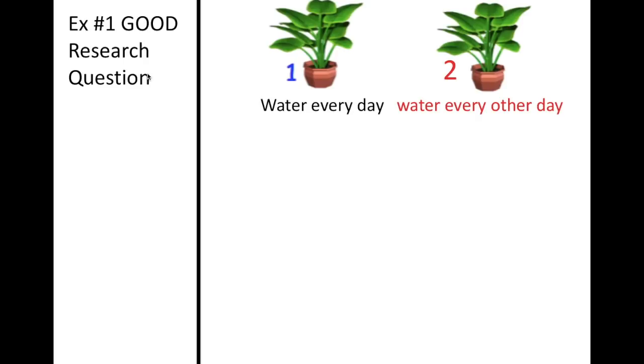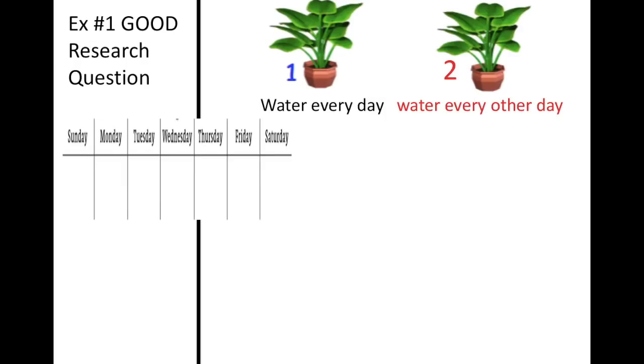And this example is going to be of a specific experiment, and we are going to be creating a good research question from this. So here we have two plants. Plant number 1, which we are going to water every day, and plant number 2, we will water every other day. Now, what that looks like, and you don't have to draw this unless you wish to, is that plant number 1 will get water every single day, so Sunday through Saturday, and plant number 2, on the other hand, if you look at the calendar, will be watered every other day, so that this plant will get twice as much water as the other one.